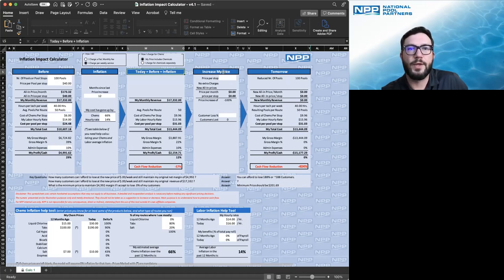So the next table, increase my price. This is where we can play around with different price increases, with customer attrition you may experience as a result of price increases.